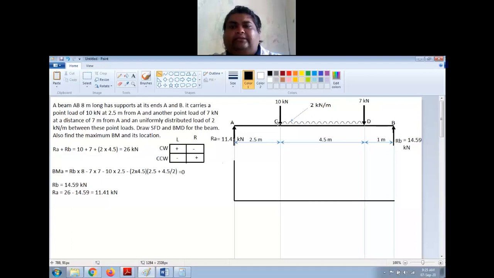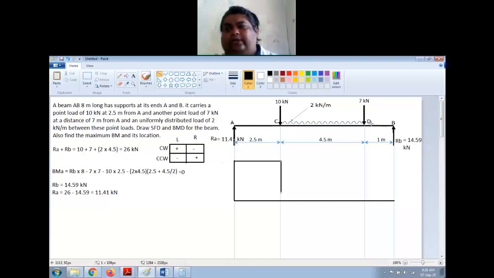Now between A and C, there are no forces acting, so I will draw a horizontal line like this. Fine. Now at point C, there is a 10 kilonewton force which is acting downwards. So you just have to see the arrow direction and you draw the lines following that. Now this is 11.41 and approximately this is 10, right? So I have come down by 10 kilonewton.